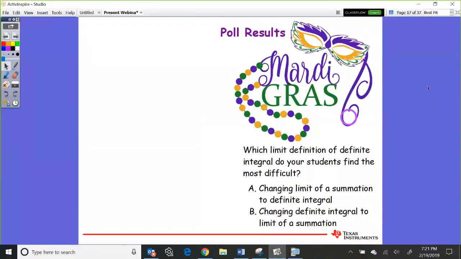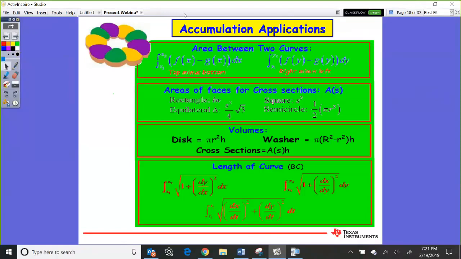Pretty even. Limits to integrals. All right, so I guess I'll find some more examples of both since it is pretty even. All right, I got one more accumulation type category for you.